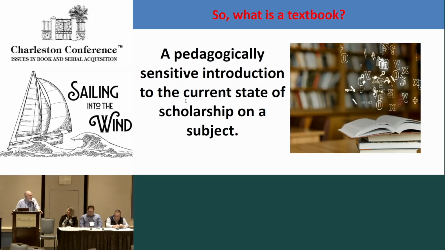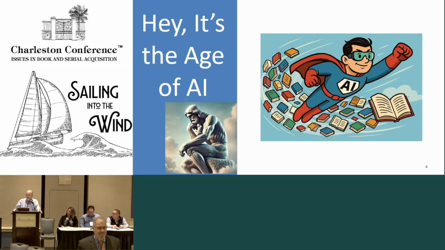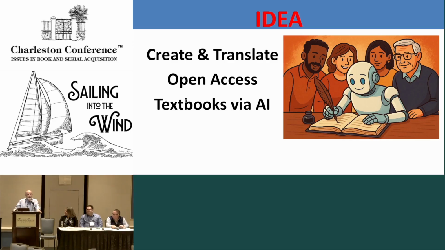So we always begin with very simple questions at the DTL. Just what is a textbook? It is a pedagogically sensitive introduction to the current state of scholarship on some topic. Well, hey, AI to the rescue. It can do that and do that much cheaper. And you can even turn the thinker into Jesus if you want, or Jesus into the thinker, depending on how you look at it. So our idea is to create and translate open access textbooks via AI under the supervision of scholars.